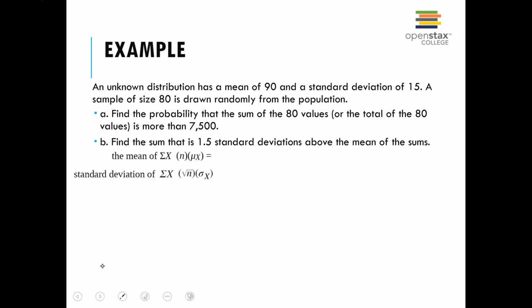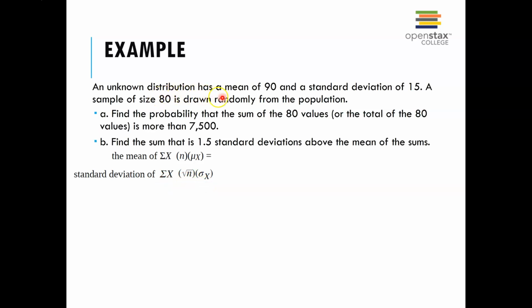An unknown distribution has a mean of 90 and a standard deviation of 15. A sample of size 80 is drawn randomly from the population. First off, find the probability that the sum of the 80 values, or the total of the 80 values, is more than 7,500. Well, I need to figure out what my mean and my standard deviation are going to be before I start plugging them into formulas, because remember, I have to calculate them. The mean of the sum is going to be the sample size times the mean. And the standard deviation of the sum is going to be the square root of the sample size times the standard deviation. All right, so let's come back up here.